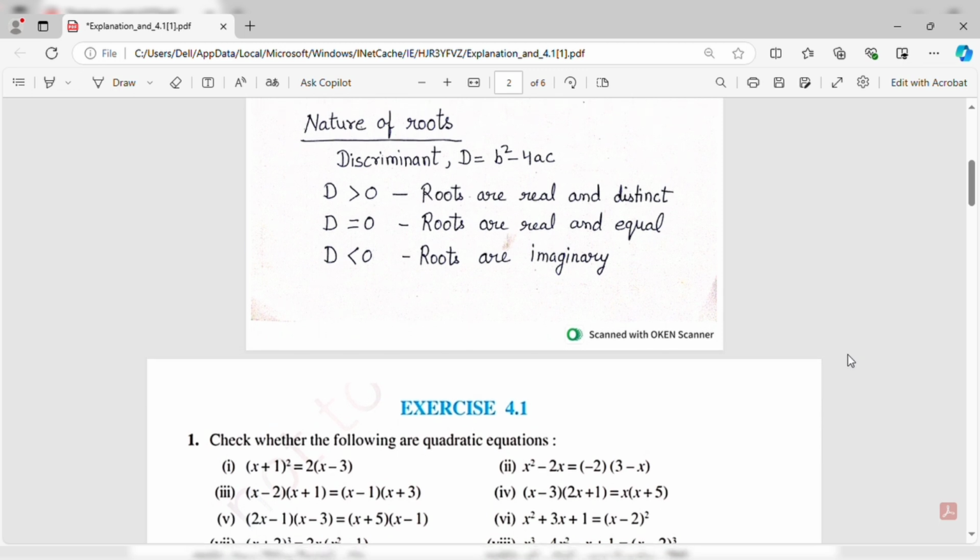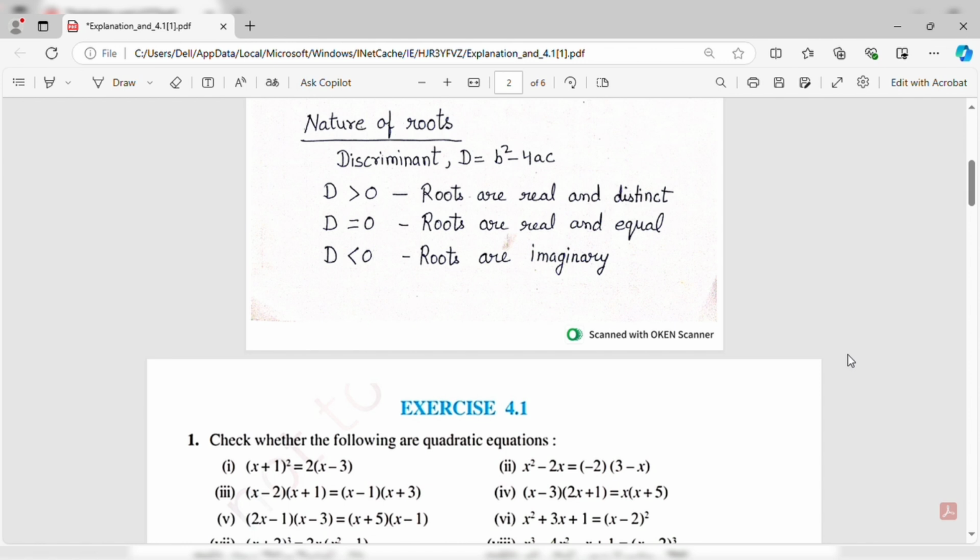One more thing, here we will learn how to find the nature of roots. For this we will calculate the discriminant D equal to b square minus 4ac. a, b, c we will get from the equation itself, and after solving, if D is greater than 0, means D is positive, then roots are real and distinct. If D is 0, then roots are real and equal. If D is negative, then roots are imaginary, and in this case we will not find roots.